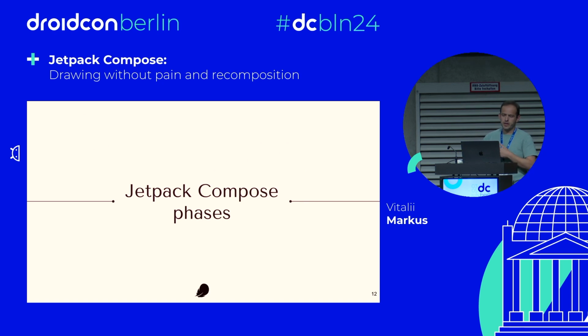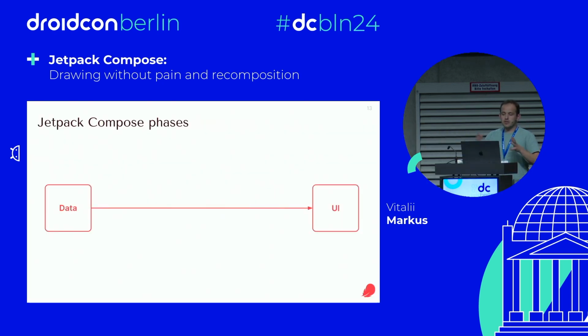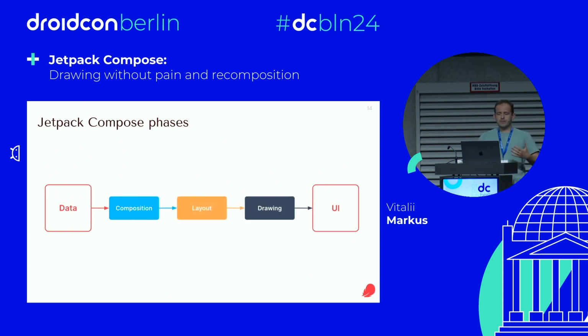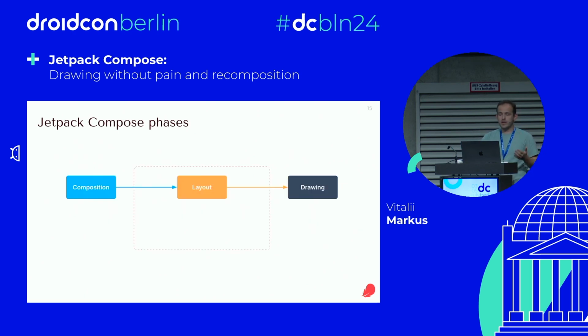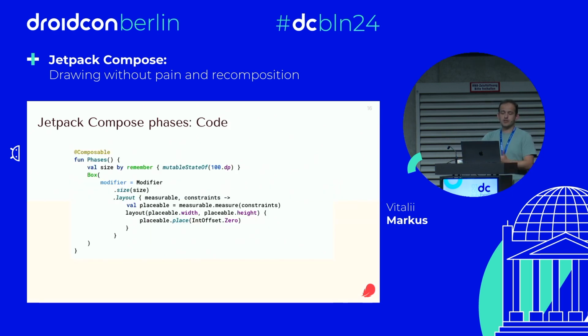Okay, let's start with the Jetpack Compose phases. As we all know, Jetpack Compose is a new declarative framework for displaying data on the UI. It consists of 3 phases: composition, layout, and drawing. During the composition phase, we determine what we want to display. In the layout, we specify where we want to display. And in the drawing, we actually draw it, or how we want to display it. And by the way, the layout phase itself consists of 2 sub-phases: measurement and placement. In the measurement phase, we calculate the size of our composable, and in the placement phase, we position them.